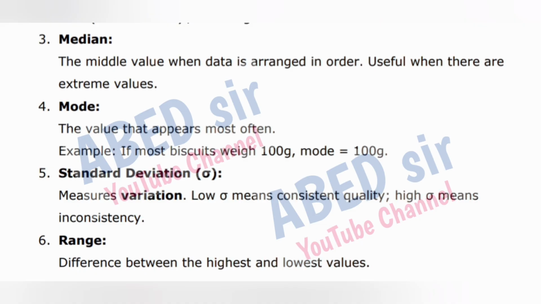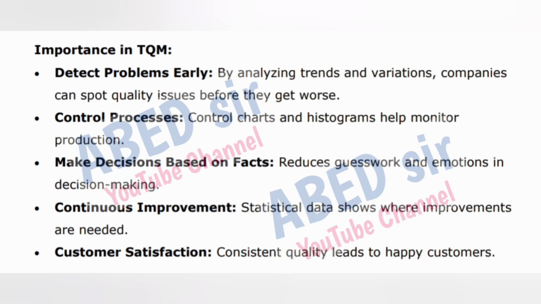4. Mode. The value that appears most often. Example: if most biscuits weigh 100g, mode is equal to 100g. 5. Standard deviation, sigma. Measures variation. Low sigma means consistent quality, high sigma means inconsistency. 6. Range. Difference between the highest and lowest values.